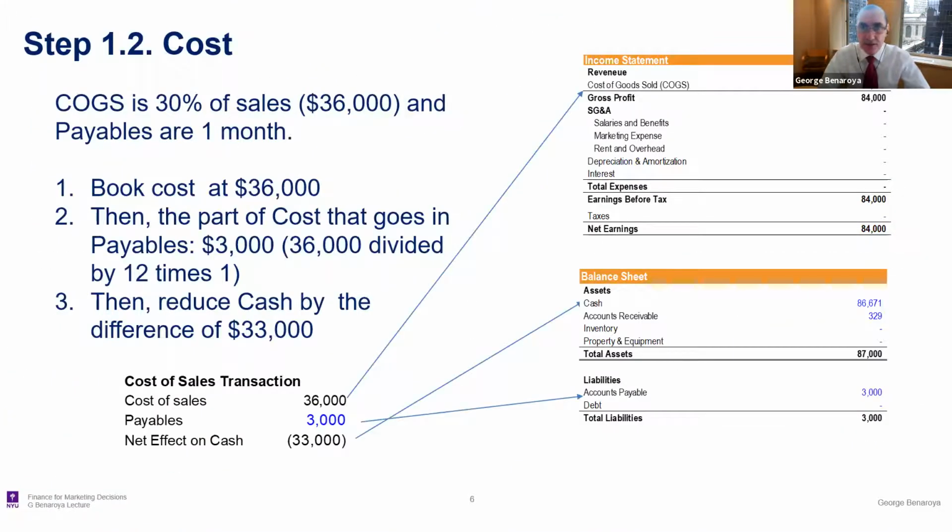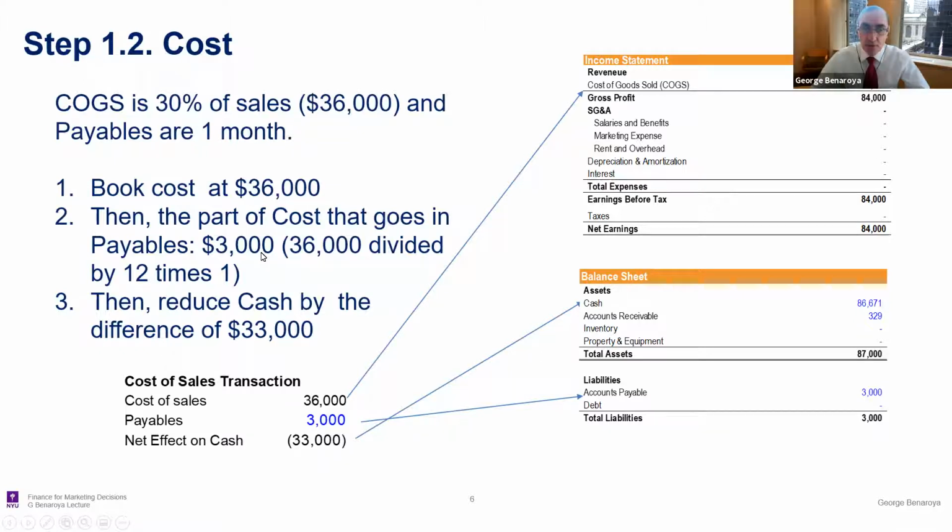Now, let's think about cost. Her cost is about 30% of sales. Her sales were $120,000, and 30% of that is $36,000. Now, on December 31st, when she's looking at the whole year, she will book the cost first at $36,000, and then she will think about the part that will still be owed to her suppliers, which we said is 1 month. So that would be 36,000 divided by 12 times 1, or $3,000.